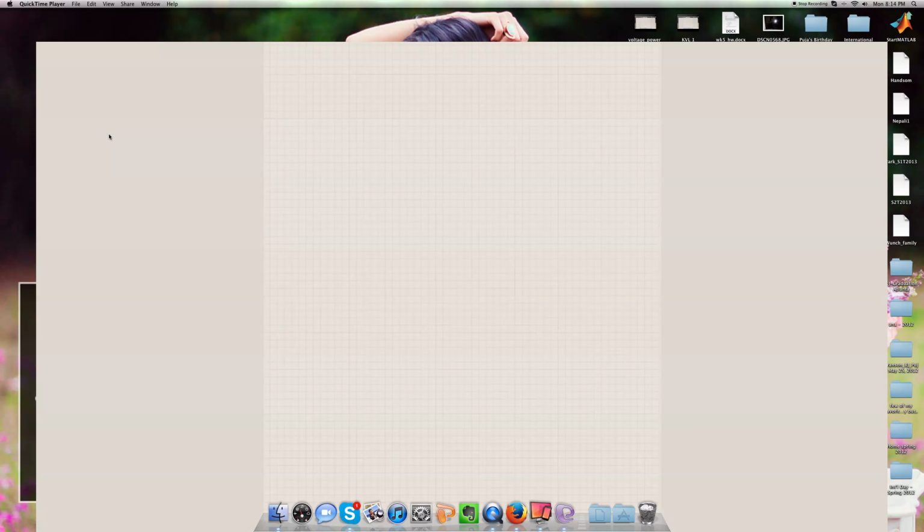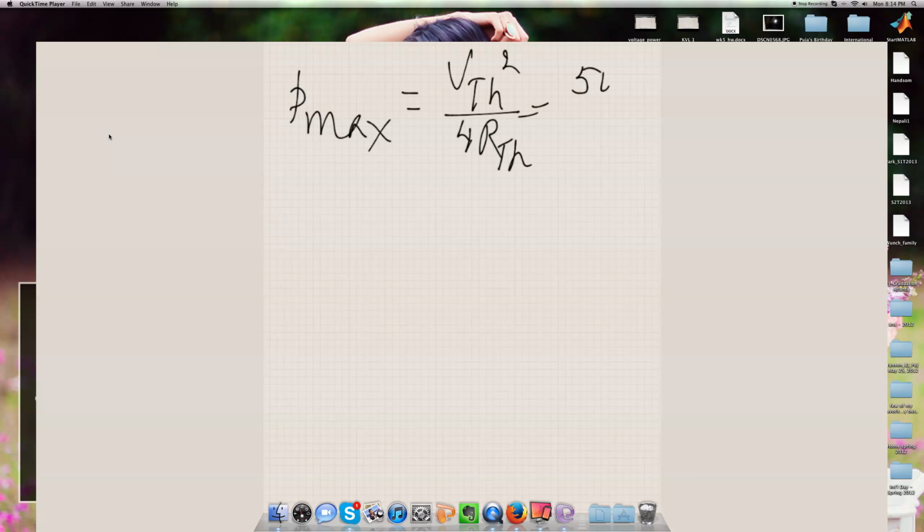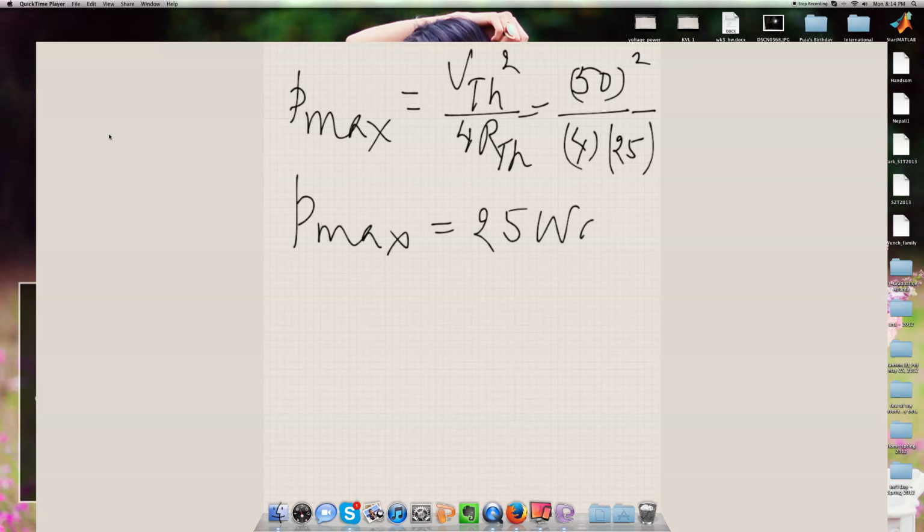Let's continue. Find the P_max, which is the max power the circuit can deliver, which is equal to V_Thevenin squared divided by 4 R_Thevenin. And V_Thevenin is what now? 50. So 50 squared on the top. Down below we have 4 times R_Thevenin, which is 25. So 25 times 4 is 100 on the bottom. So by cancellation, we have P_max equals 25 watt. So this is the max power the circuit can deliver.